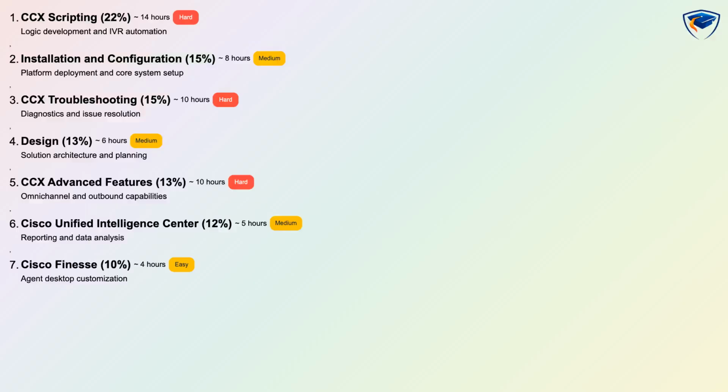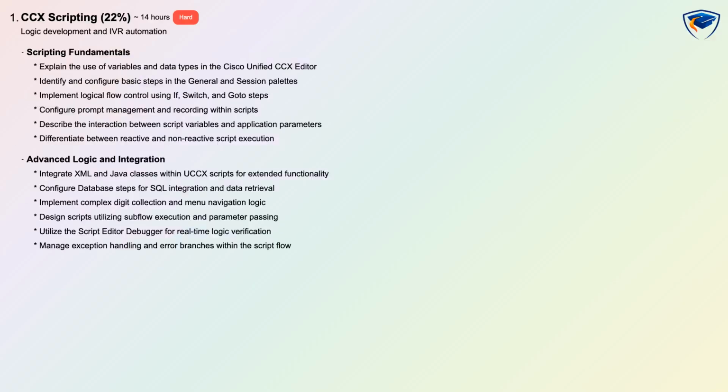listed estimated hours. CCX Scripting carries 22% of the exam and is the hardest domain with about 14 hours of study recommended and hands-on plus conceptual assessments. You will learn scripting fundamentals such as using variables and data types, configuring general and session palette steps, and controlling flow with if, switch and goto steps while managing prompts and recordings.